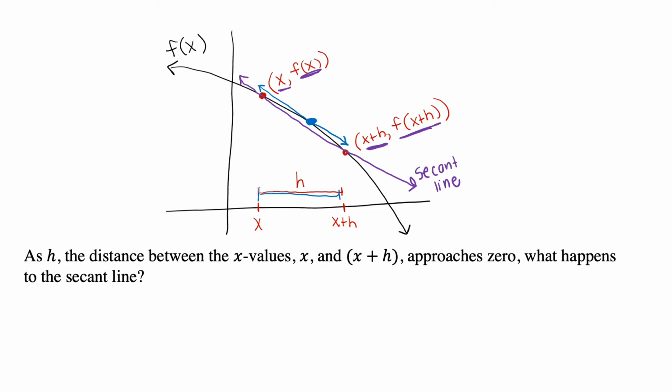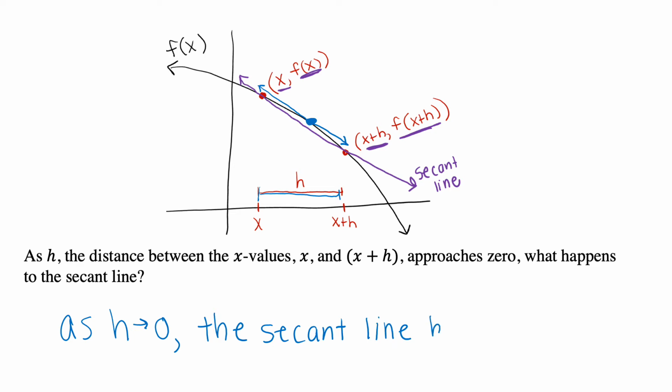So as h gets closer and closer to 0, the secant line, which was touching 2 points, becomes a tangent line, which remember is only going to touch the function at 1 point.